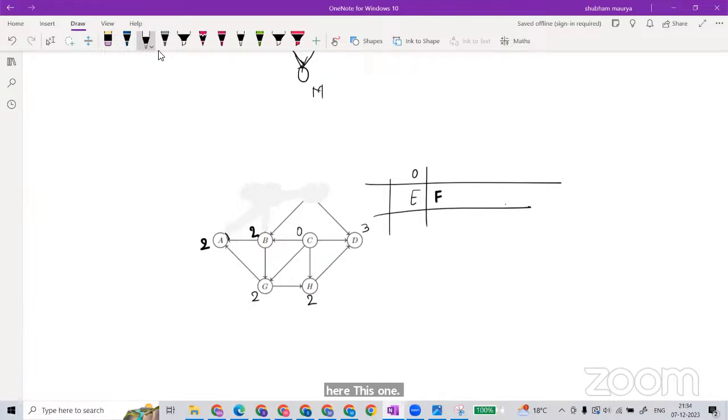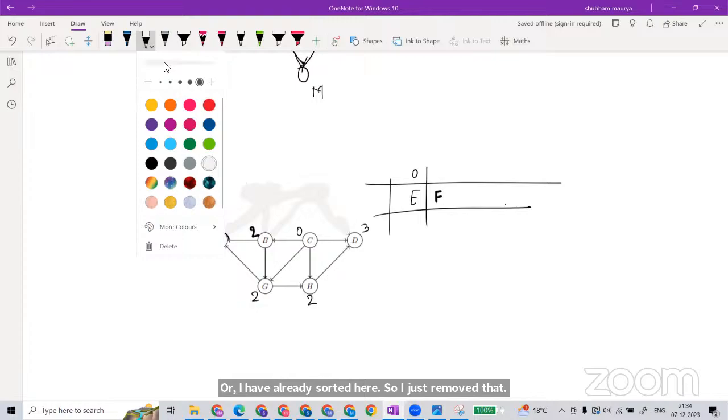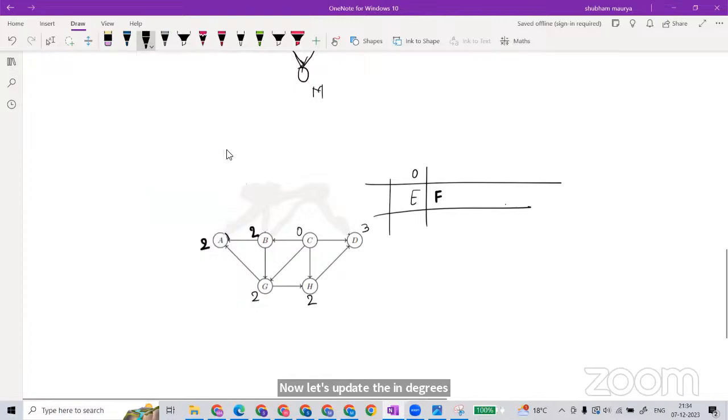So I just remove that. Removing this vertex means you have to remove that edge, or removing means I have already sorted here. So I just remove that. Now let's update the in degrees after removing whatever we have removed here.